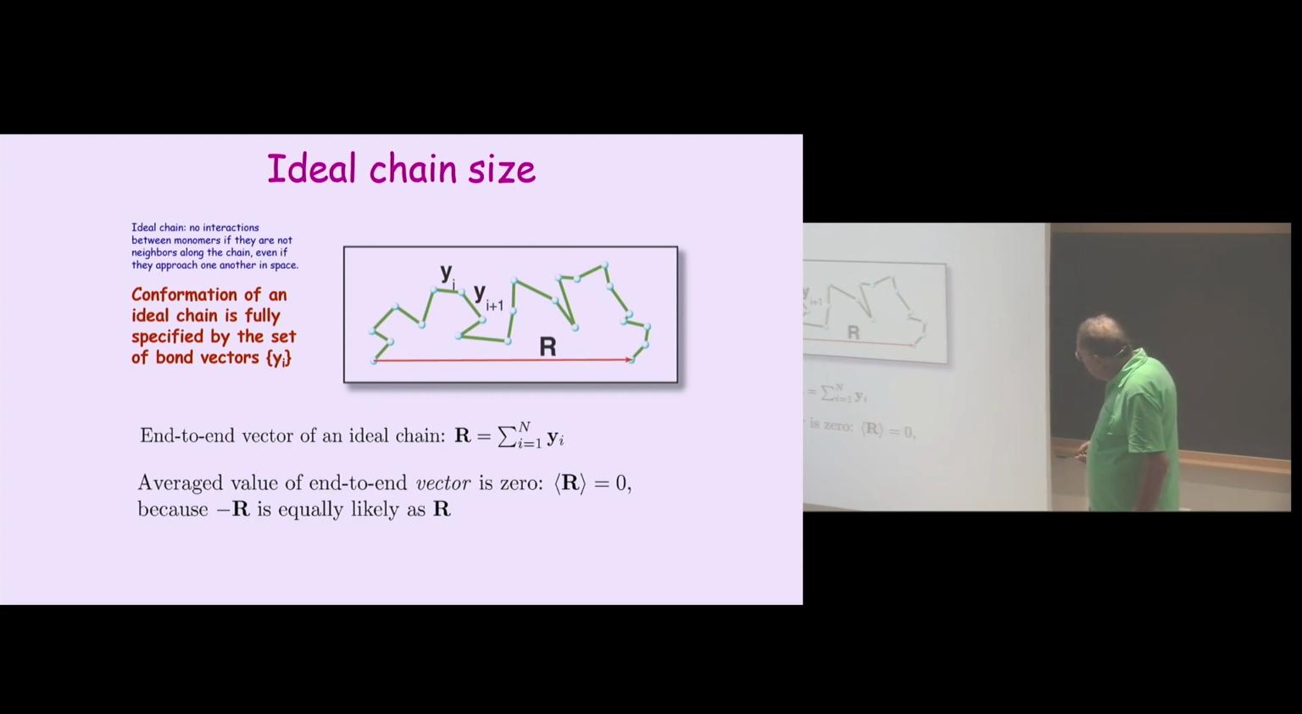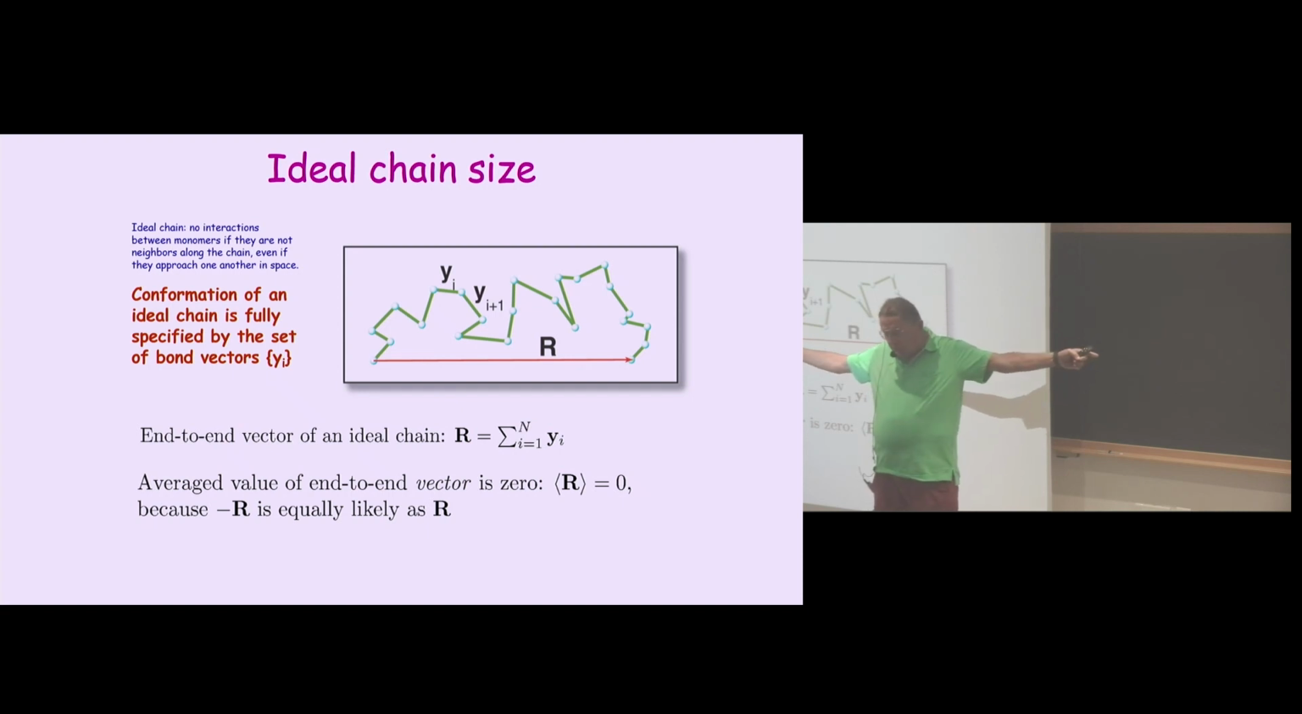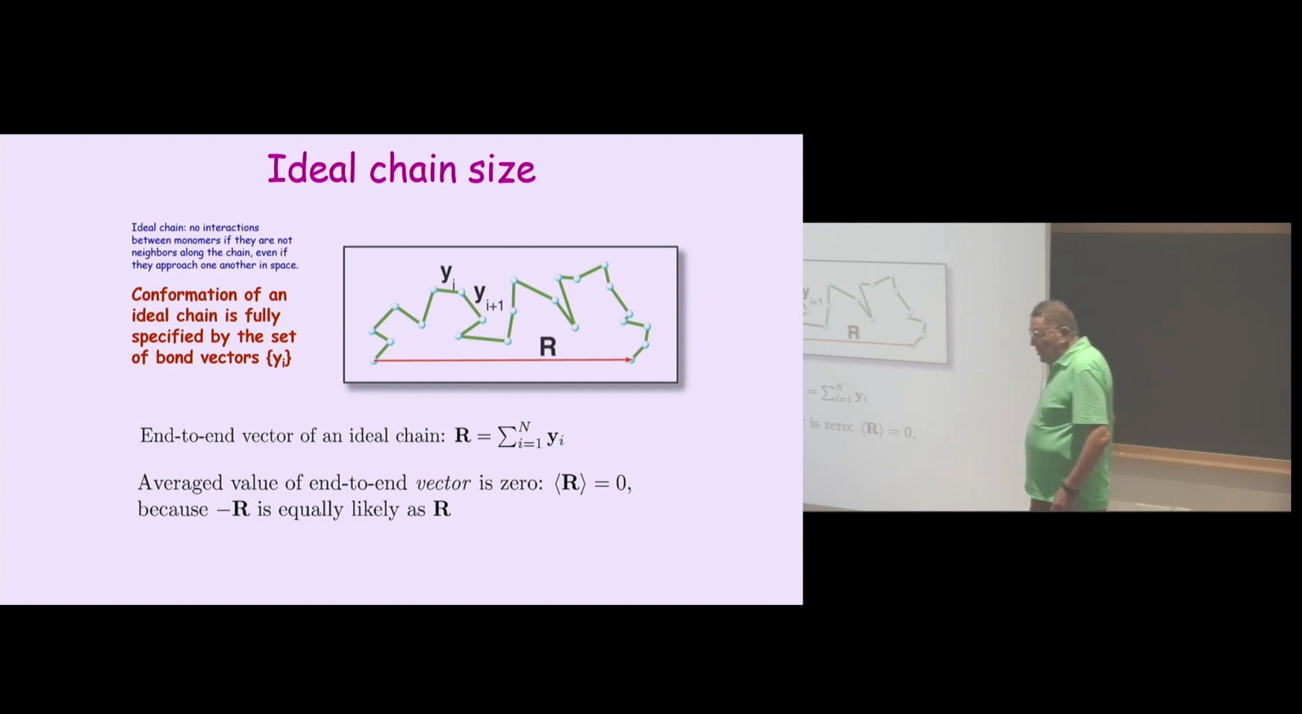So you can find it mathematically very easily if you say that this end-to-end vector is the sum of bond vectors here. Every bond is a vector, and you make a sum of all these bond vectors. You obtain this formula, and the average of this vector is 0, because as likely as it points this way, it points also this way, and therefore on average it is 0. But of course, the average absolute value is not 0.